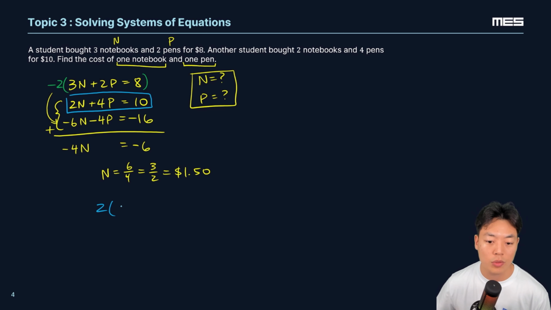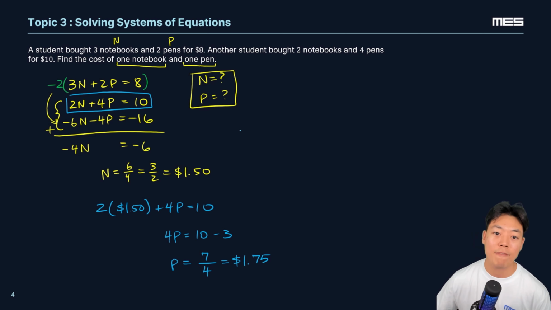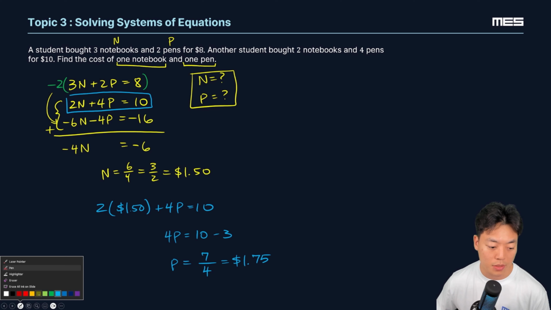So I'm going to plug it into this blue box equation. That gives us 2 times $1.50 plus 4p is equal to 10. That's equal to 3, so 4p will equal 10 minus 3 once it flips to the other side of the equality. So now p is equal to 7/4, which is 10 minus 3, all over 4. And that is equivalent to, in money form, $1.75.